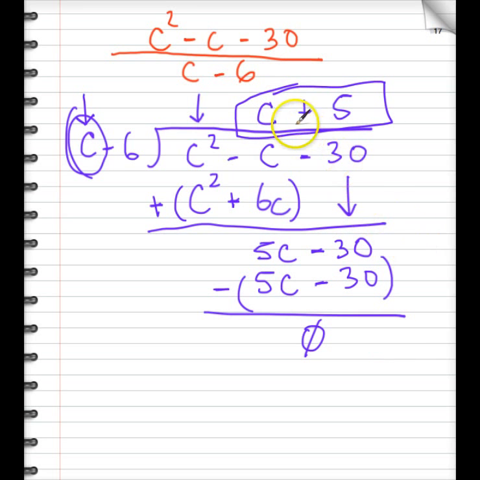How could you check this? FOIL c plus 5 times c minus 6, and you must get the numerator. If you don't, you made a mistake. This is self-checking. Okay, a couple more examples if you're willing. If not, you could check out here at any time.